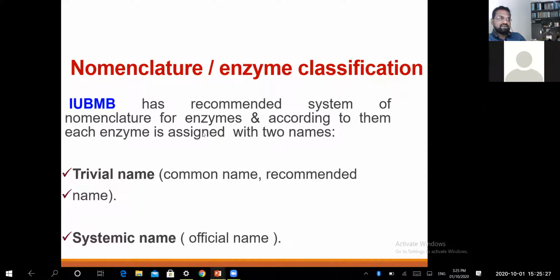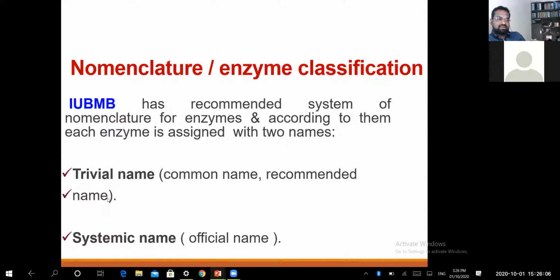The next important part here in enzymology is the nomenclature and classification of enzymes. When you are studying a substance, an object scientifically, you must know how to name that thing and how to systematically categorize it. For that purpose, the International Union of Biochemistry and Microbiology has recommended a method for nomenclature and classification of enzyme molecules.